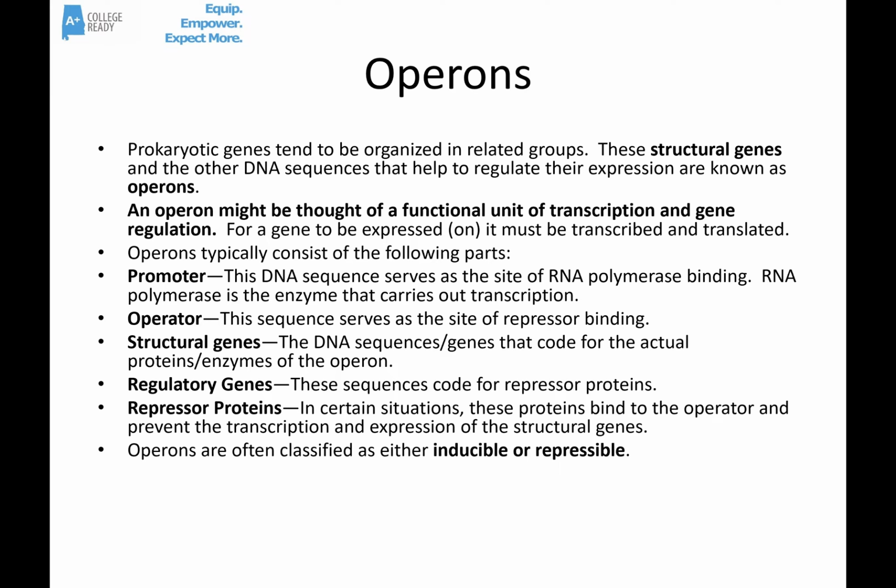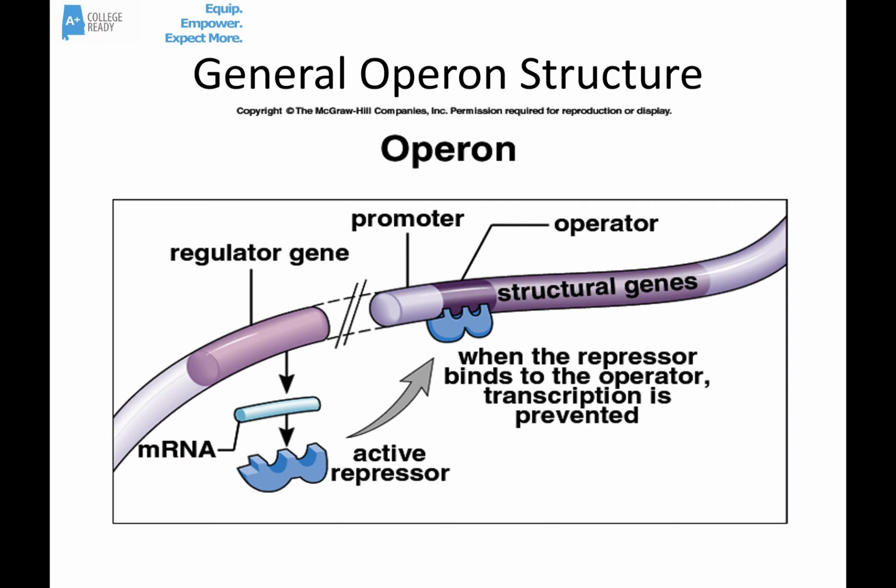For a gene to be on or expressed, it's got to be transcribed and translated. That's what it means for a gene to be on. It has to be making proteins. Operons usually consist of several parts. We're going to talk about those parts from a picture. So let's go to the next slide and look at a picture.